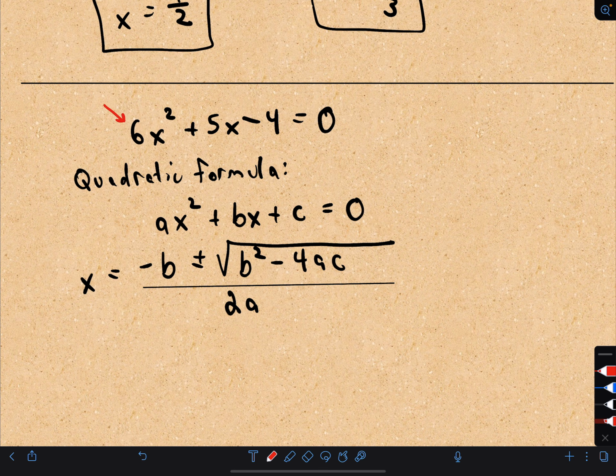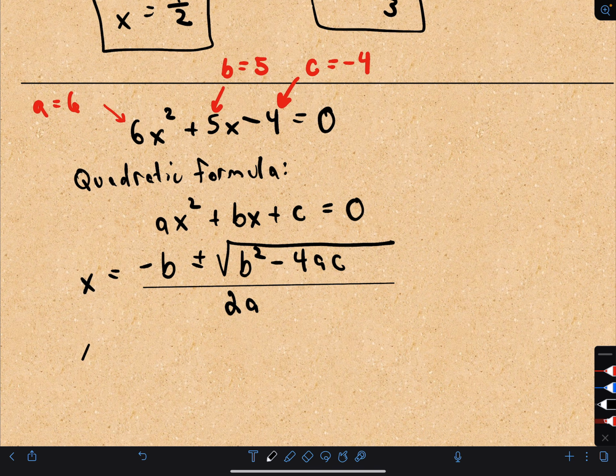a is the number in front of x squared. So our a value here is going to be 6. Our b value is whatever is in front of x. So in this case, our b value is going to equal positive 5. And our c value is the constant. So make sure you include the sign. So here our c value is going to be negative 4.